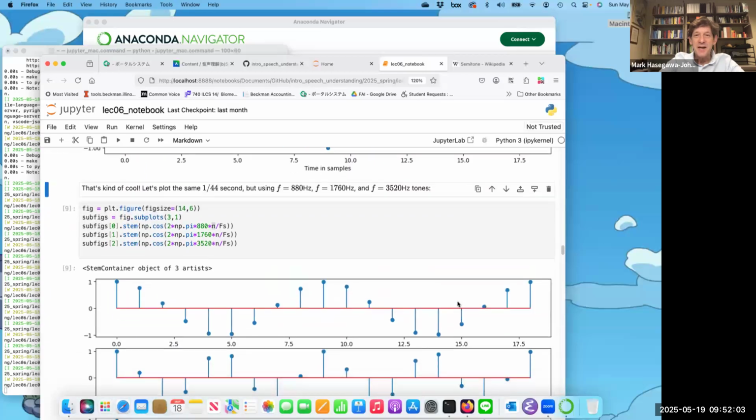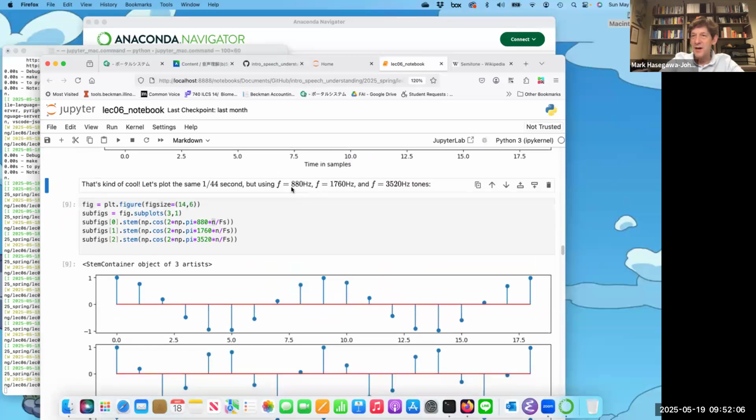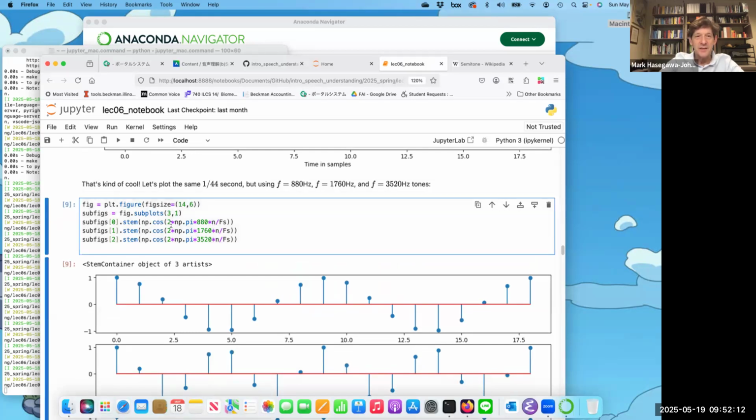So in those 19 samples, now I'm going to plot successively higher frequencies. I'll plot A 880, A at 1760, and A at 3520. So here I'm going to plot 2 pi times 880t. Here I plot 2 pi times 1760t. And here I plot 2 pi times 3520t.